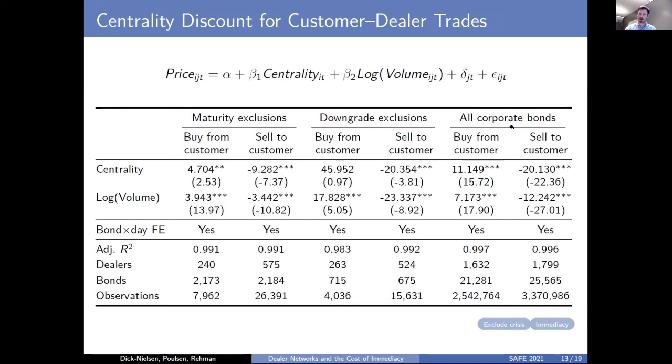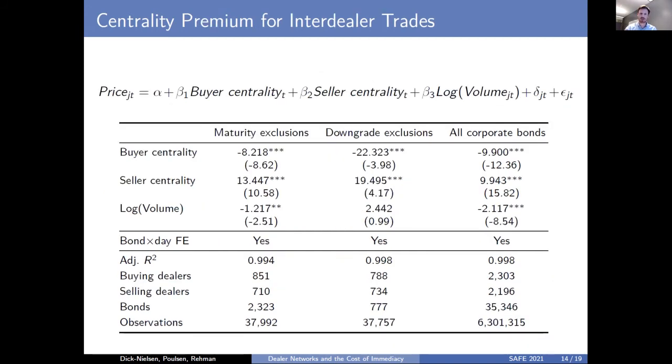So here we also find a positive estimate on centrality when a dealer is buying and a negative estimate when the dealer is selling. So for index exclusions, we can uniquely identify the inventory management channel, whereas we cannot do that with certainty in the entire corporate bond market because there all channels may be active at the same time. But we do find exactly the same results in the entire corporate bond market as we do around these index exclusions.